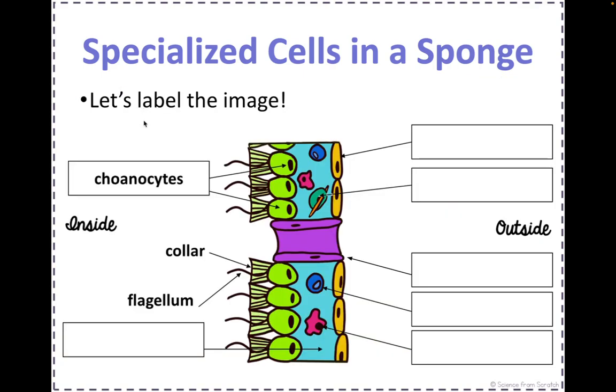Similar to what we just did, we are going to go in and label the image. The first one you're adding is your choanocytes. They are green on our picture. Remember, they have the microvilli and a flagellum on each of them.